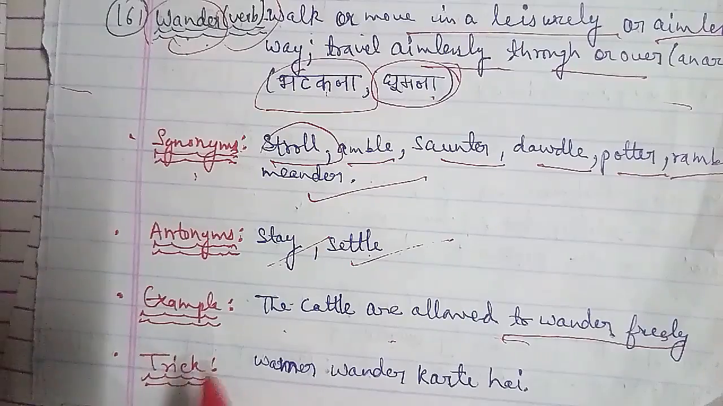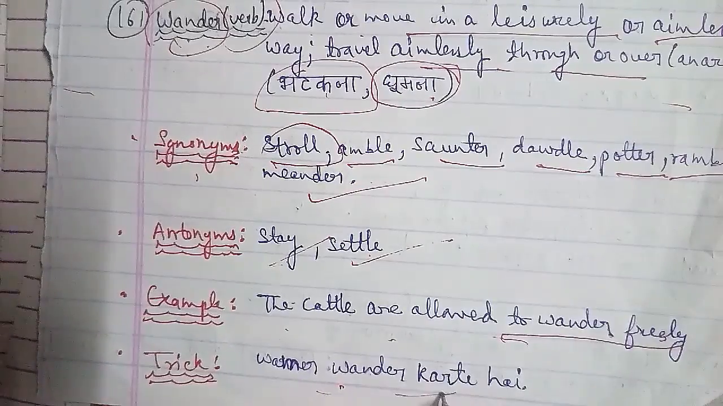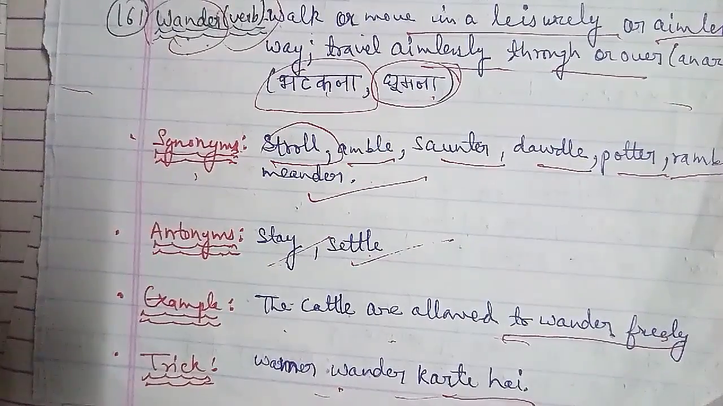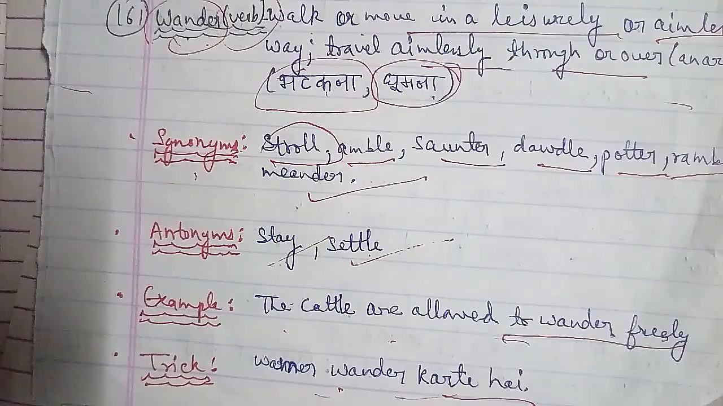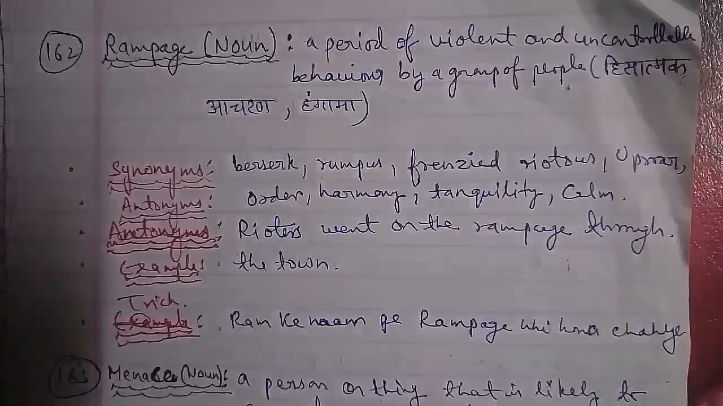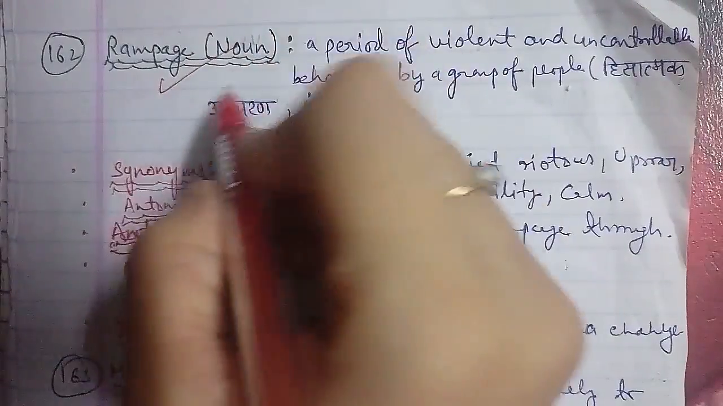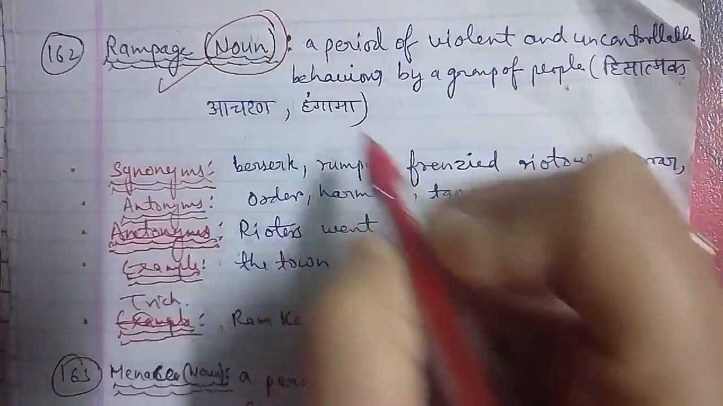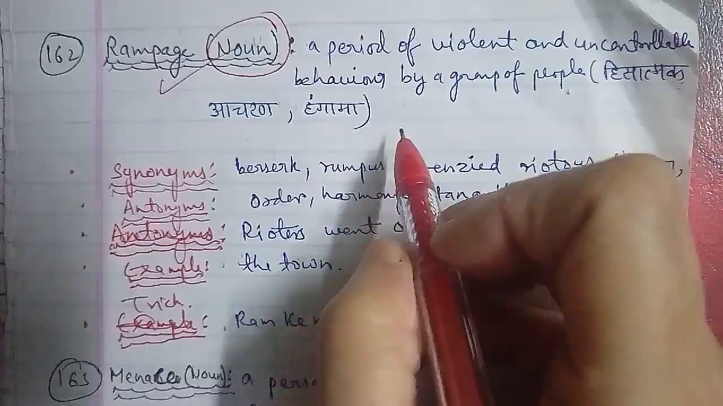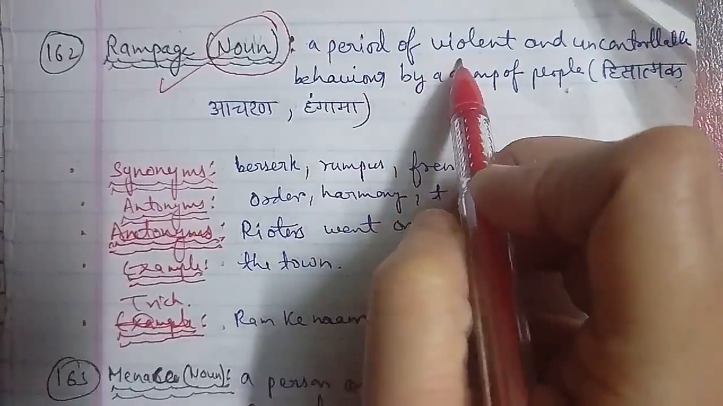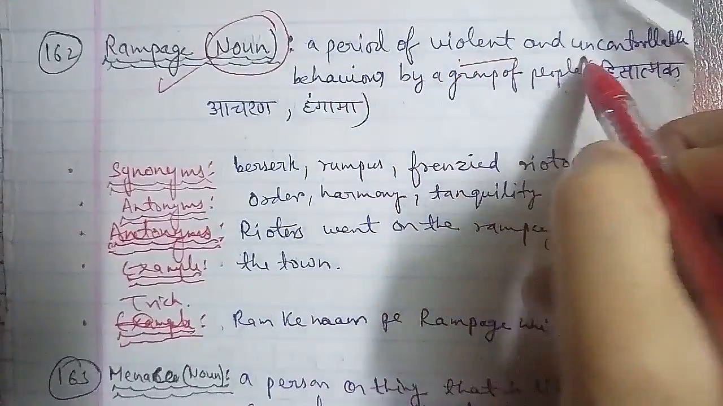The 162nd word is rampage. Rampage is a word that is used as a noun, and the rampage meaning that we have here is a period of violent and uncontrollable behavior by a group of people, जिसे हम कहते हैं हिंसात्मक आचरण या हंगामा. In that case we can use the word rampage there.